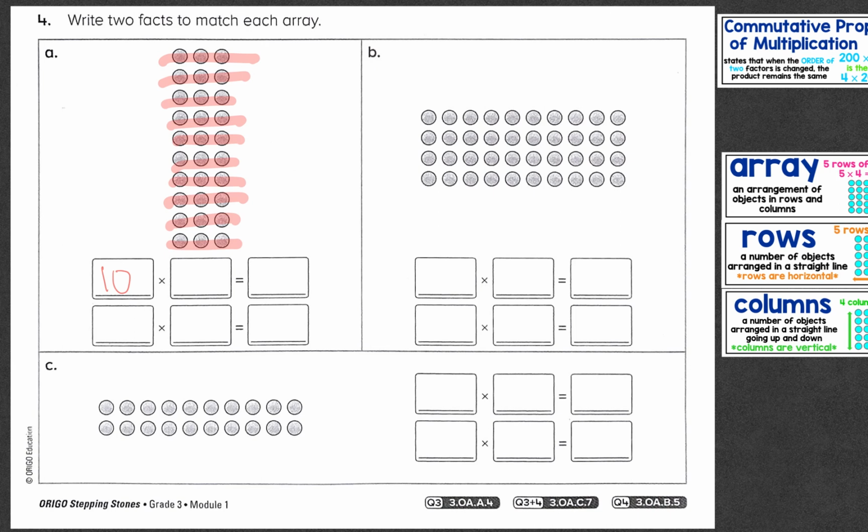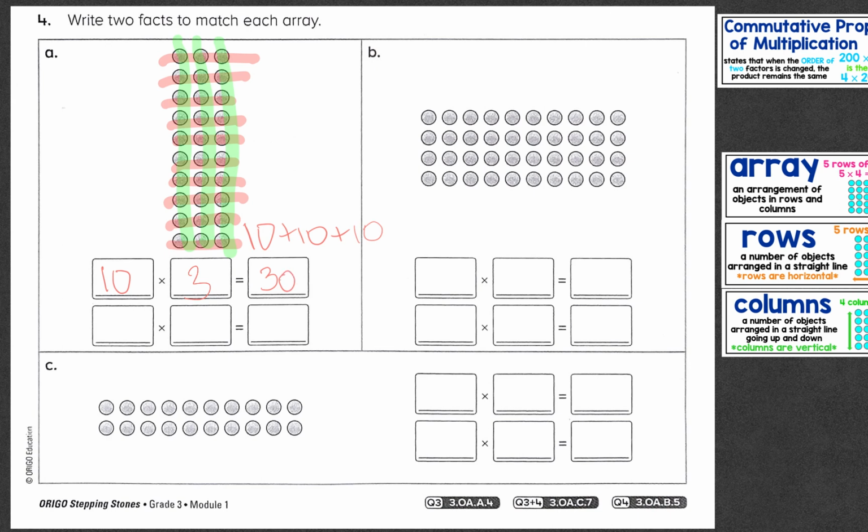The columns again go up and down, so we've got 1, 2, 3. So I'm going to fill in my next box with 3. And then 10 times 3. Well, if we have 10 and we're doing 10 groups of 3, then that's like saying 10 plus 10 plus 10. And we know that that equals 30.